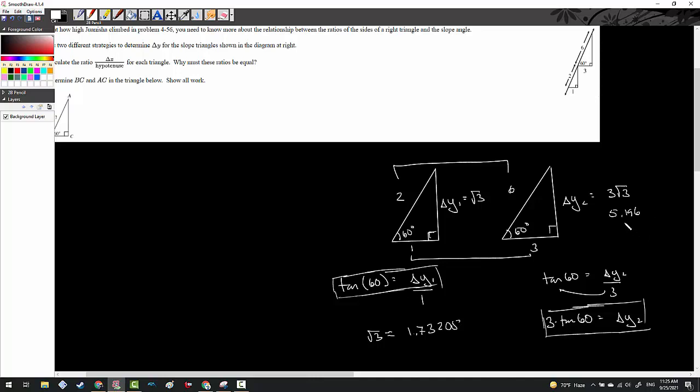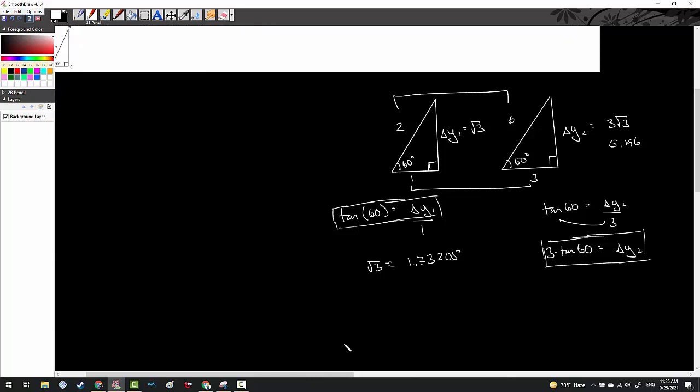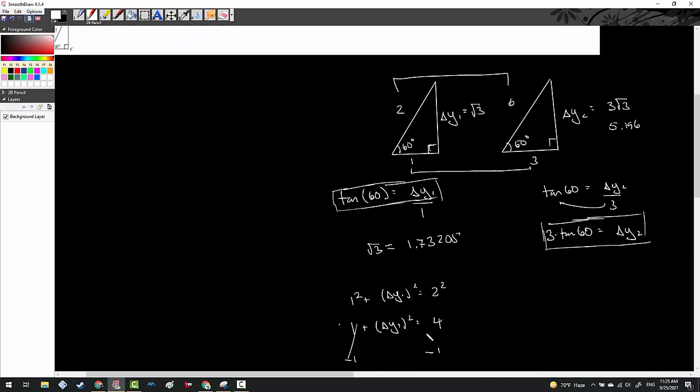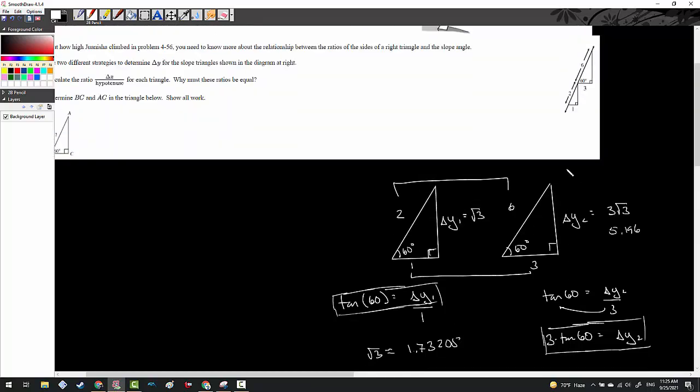The other way you could have done it is you actually could have done the Pythagorean Theorem on them. And so you could have done 1 squared plus delta y1 squared equals 2 squared. You would get 1 plus delta y1 squared equals 4. And then subtracting 1 from either side, you would get delta y1 squared equals 3. And square rooting them, you would get delta y1 equals rad 3. Hey, I feel like we had that before. And then, of course, scale factor it up for the second triangle.